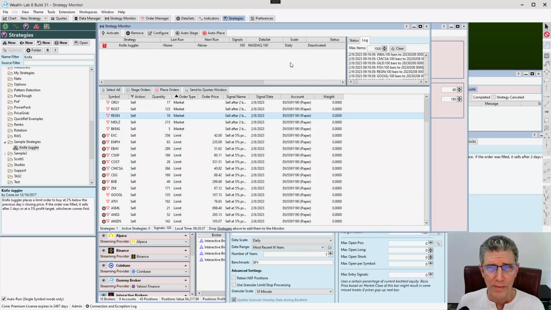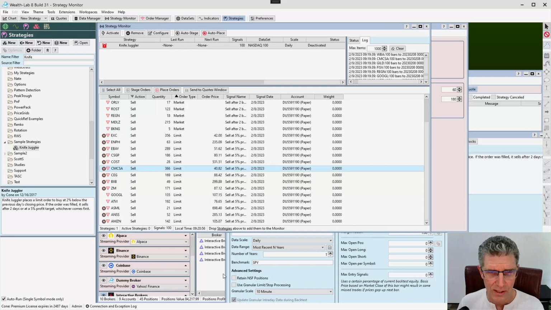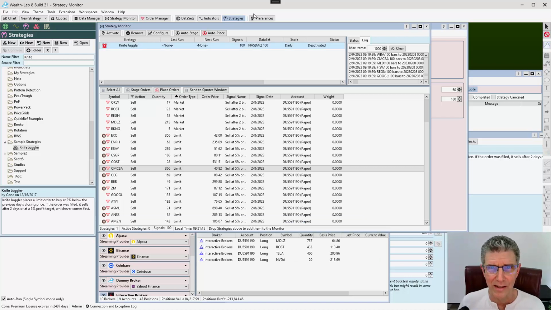Okay. Now I'm going to make a change. We're going to use live positions. Live positions is not exactly like, but a lot like trading without NSF positions. Because what does it do? Live positions ignores all backtest positions that don't match positions in your live account, and actually it creates positions that you have in your live account. So let's see what this looks like.